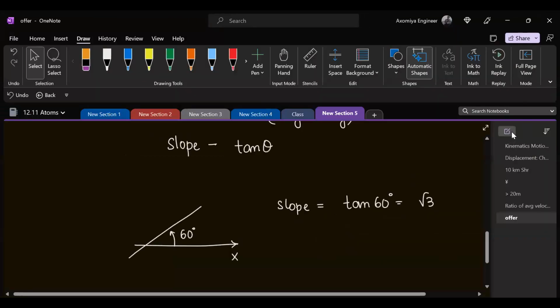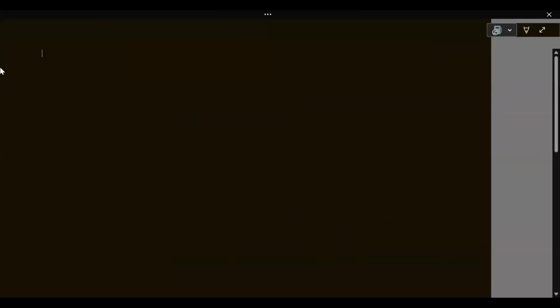Let me ask you a few more questions, guys. If, let's say, this is the positive x-axis, and the line somehow goes below this, like this, it crosses over like that. How much will be the slope? Let's say this angle right here is 30 degrees. How much will be the slope?